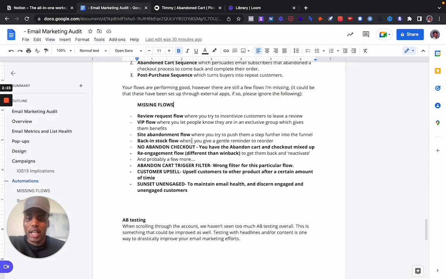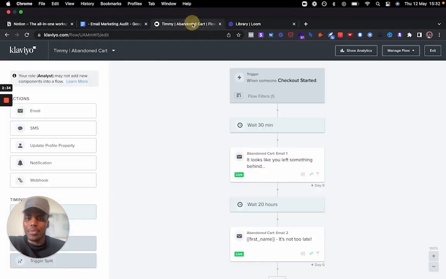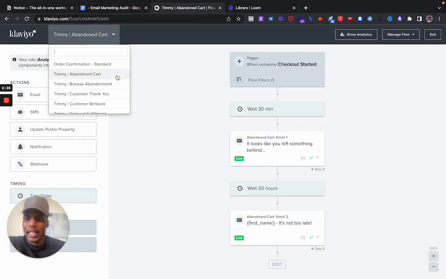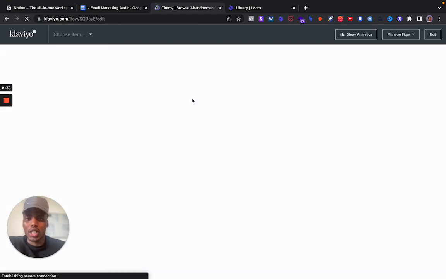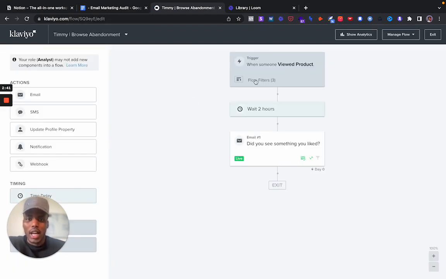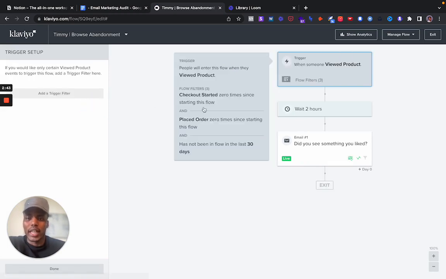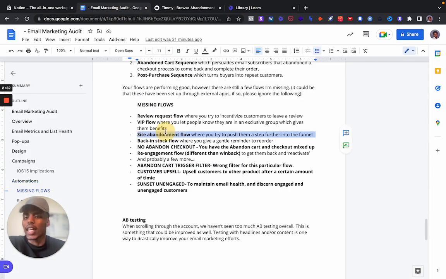And the next one is the site abandonment flow. Now, this essentially is where you try to push them a step further into the funnel, so people that abandon the site essentially. Now, they did have a browser abandonment flow essentially. Now, this is relatively different. As you can quite clearly see here, the triggers in and of themselves are different. So this was triggered when the product is viewed, and quite frankly, it's simply not the same. So the site abandonment flow is also missing.